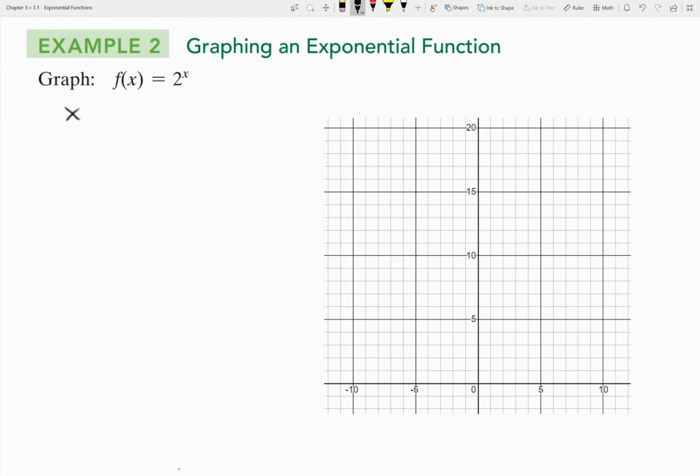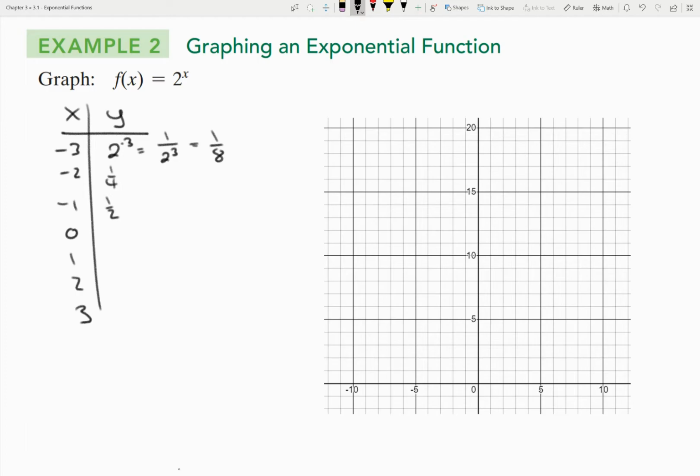Okay, so in order to graph this successfully, just make a table. Let's plug in some negative numbers and let's plug in some positive numbers. 2 to the negative third power is the same thing as 1 over 2 to the third power. Negative exponents give you fractions, so this is 1/8. 2 to the negative 2 power is 1/4, 1/2. 2 to the 0 power, anything to the 0 power is 1. 2 to the first is 2, 4, and 8.